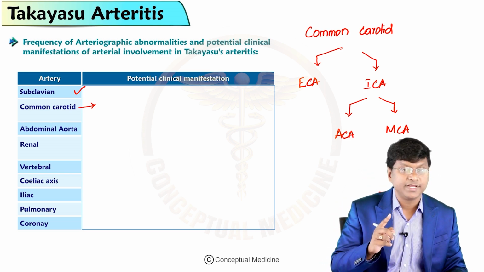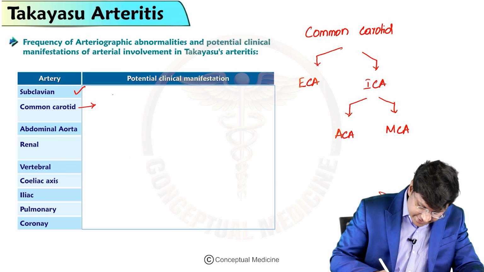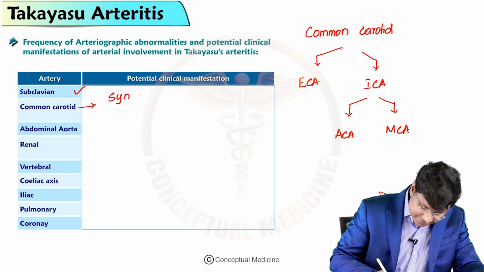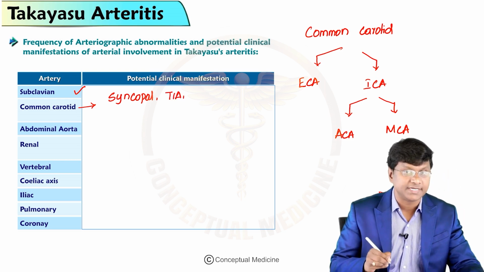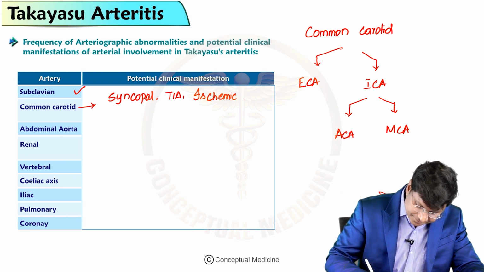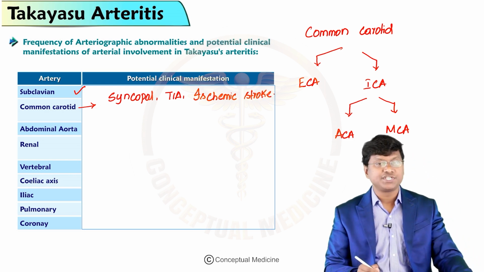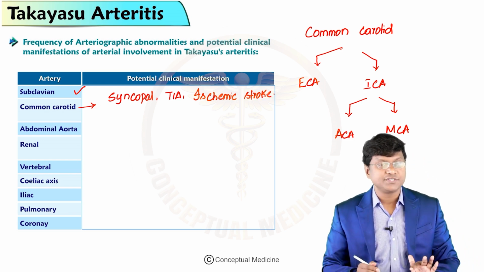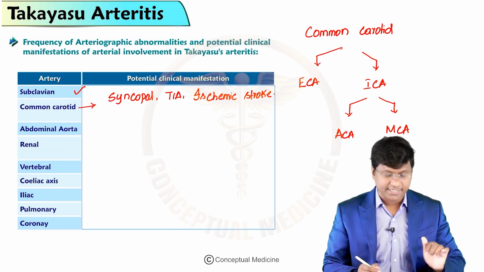The perfusion to the brain will be reduced, and that can result in a syncopal attack, and there can be development of transient ischemic attack, and there can be development of ischemic stroke as well. So these are the features due to involvement of the common carotid artery.